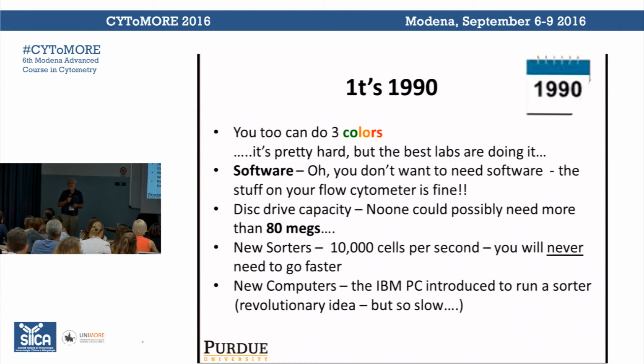Software was not very sophisticated, and the reason was that there were not many parameters. So it was moderately easy to think about what the analytical process might be, even though it was somewhat difficult to achieve. And list mode files weren't tremendously large, so we didn't really have big disk drives. It seems ridiculous that you might have an 80 megabyte disk drive, but that was pretty normal.